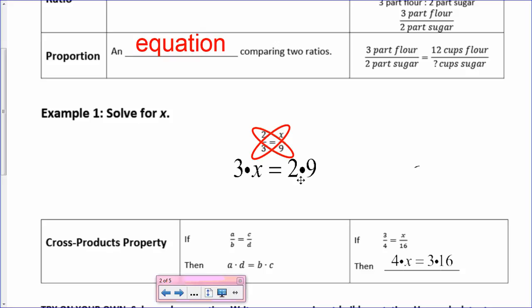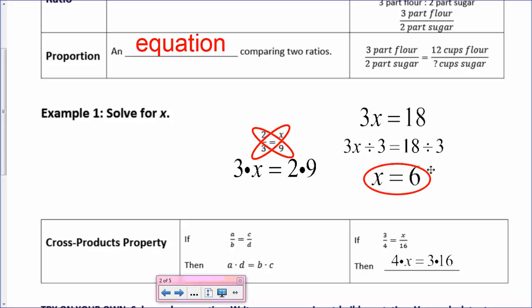We simplify this a bit, and we get 3x equals 18. So that's our equation. Once we have it in equation format, we can go ahead and solve it. What we need to do is divide both sides by 3, the division property of equality. And what we end up getting is x equals 6. And that's our final answer.